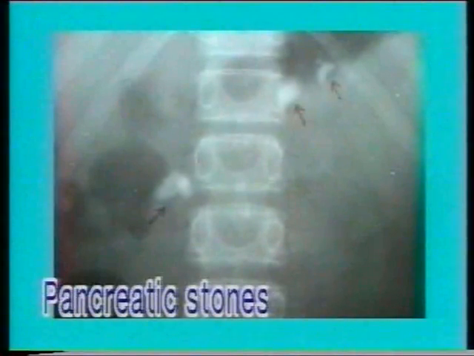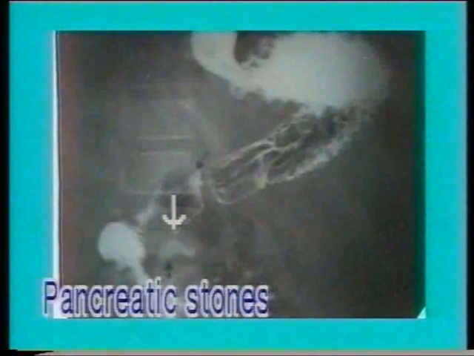Now note on the lateral view that the stone lies anterior to the vertebrae, so it cannot be a renal stone. A barium meal then demonstrated that it lies in the C loop of the duodenum, confirming the pancreatic origin.